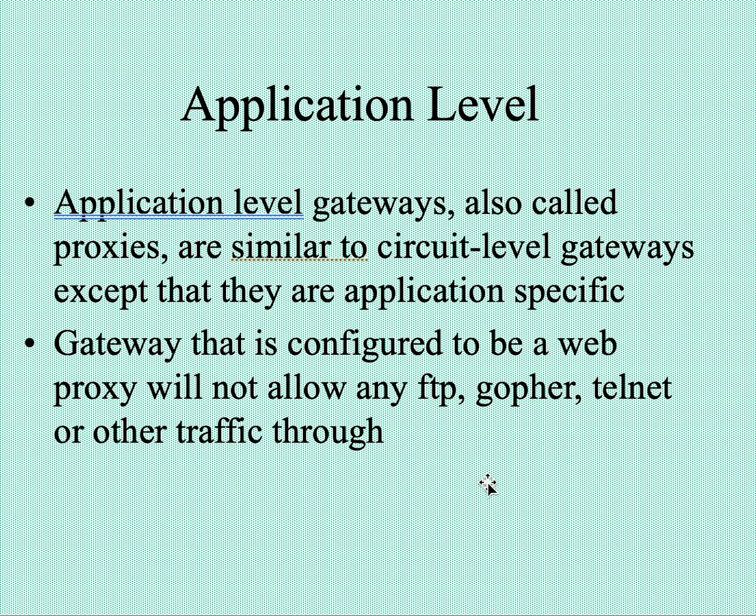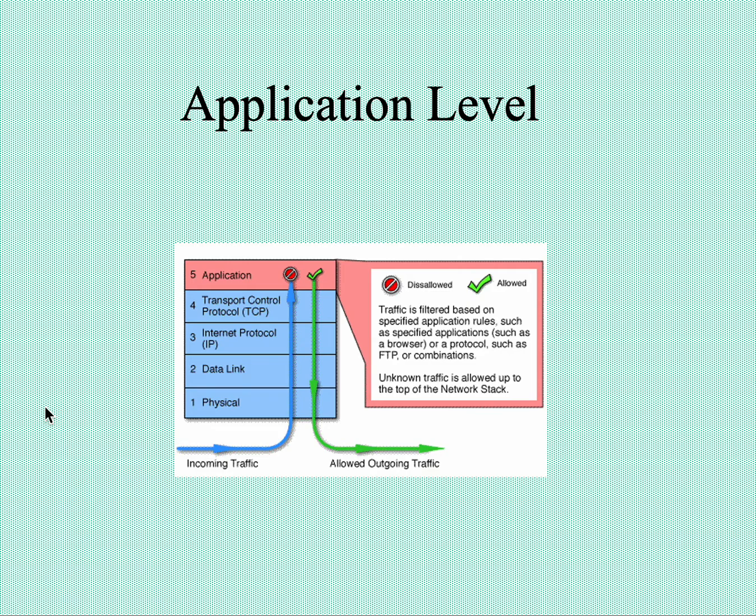The third kind is the application level firewalls. They are also called proxies and are similar to circuit level gateways, except that they are application specific. A gateway that is configured to be a web proxy will not allow any FTP, Gopher, Telnet, or other traffic through. Here, traffic is filtered based on specified application rules, such as specified applications, a browser, or protocols such as FTP, or combinations. The difference from the other two kinds of firewalls is that unknown traffic is allowed up to the top of the network stack, so it is given high priority in this kind.